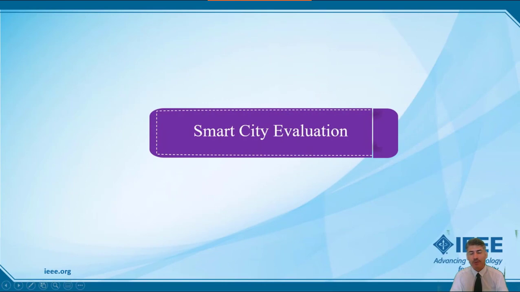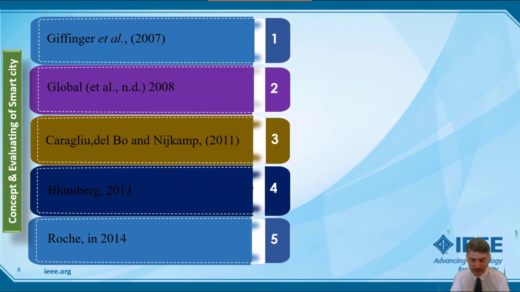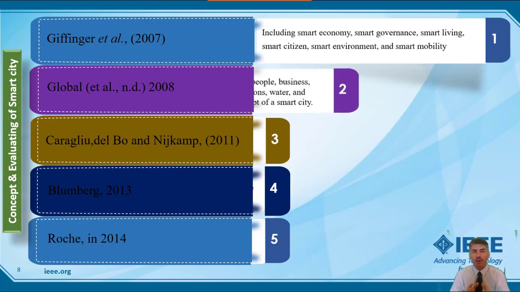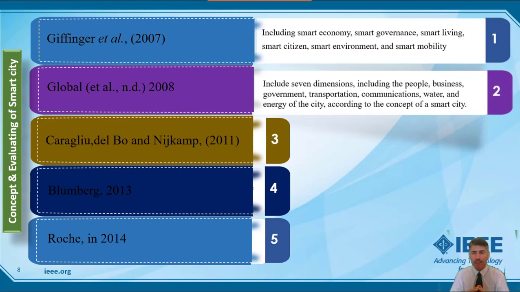So what is smart city evaluation? The smart city is evaluated by other researchers, from common frameworks and common models. We see the first one is Giffinger et al., 2007. Giffinger says the smart city includes smart economy, smart governance, smart living, smart citizens, smart environment, and smart mobility. While Hall et al., 2008, say it must include seven dimensions, including the people, business, government, transportation, communication, water, and energy of the city, according to the concept of the smart city.